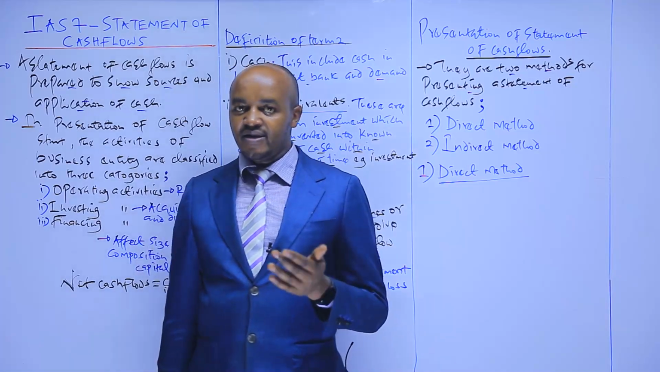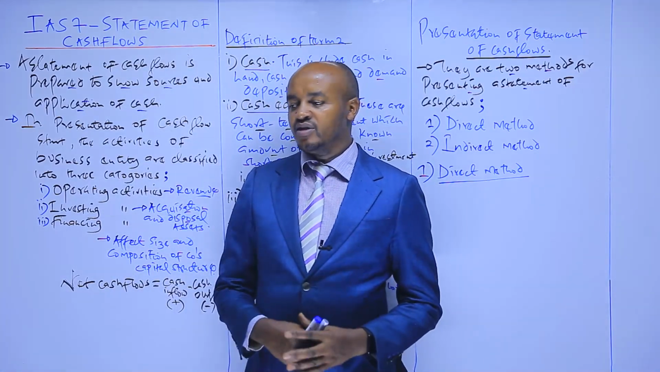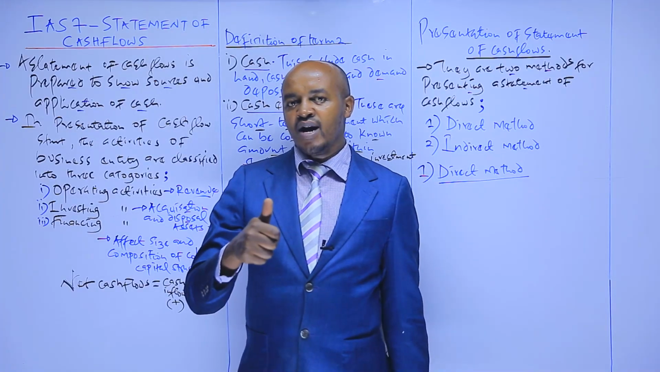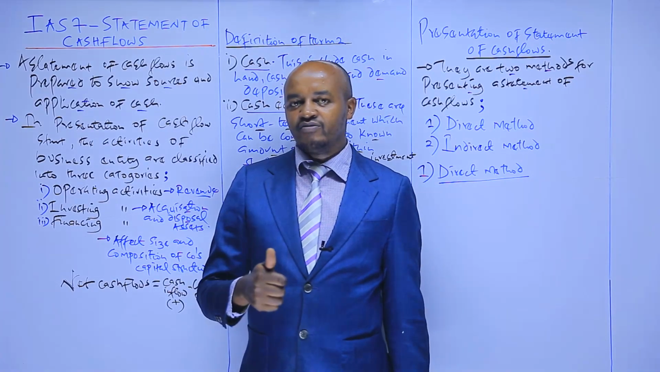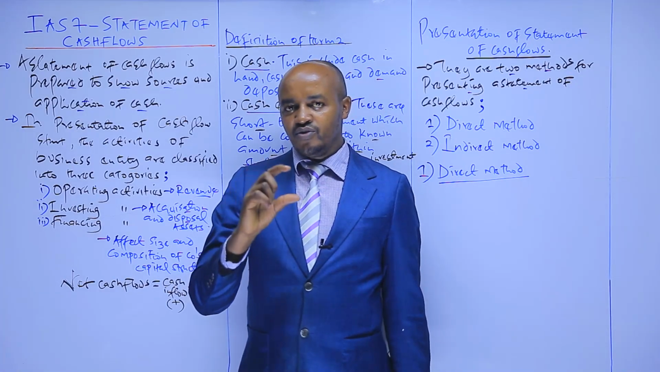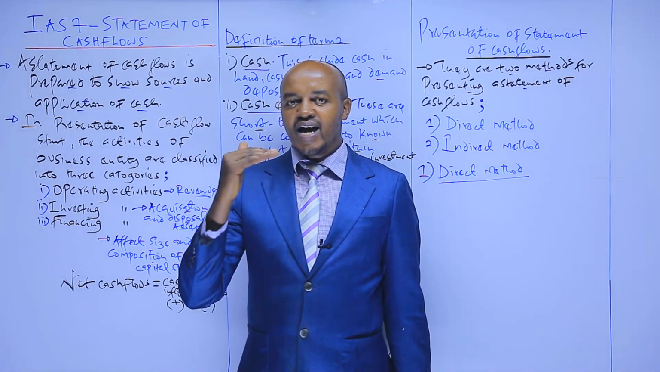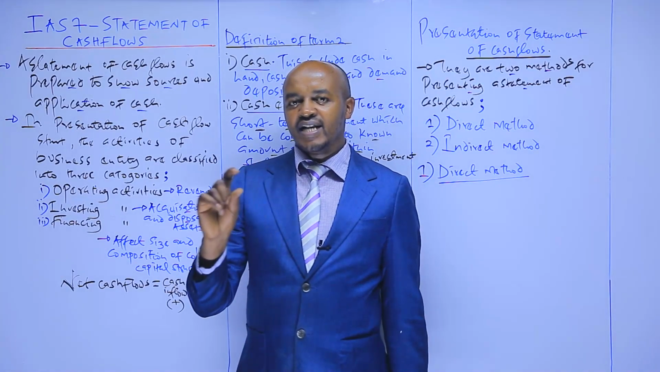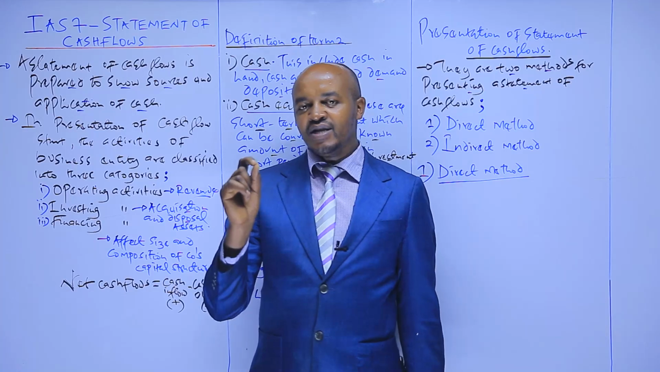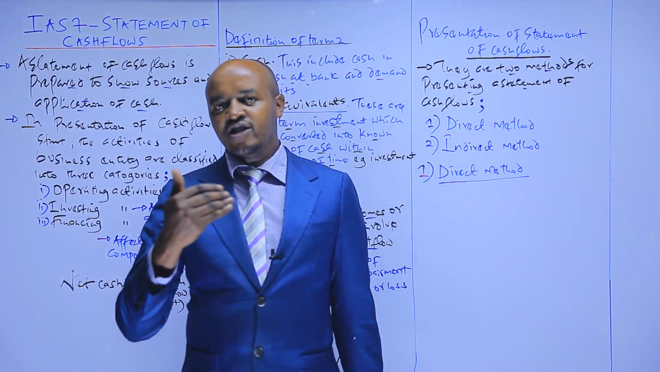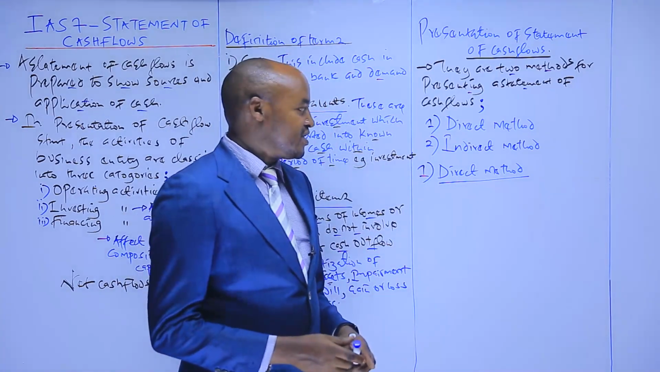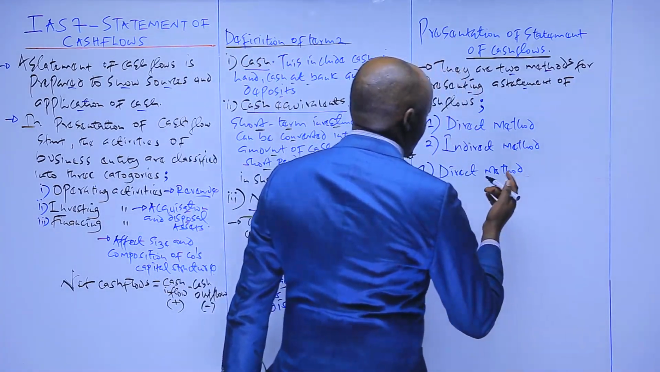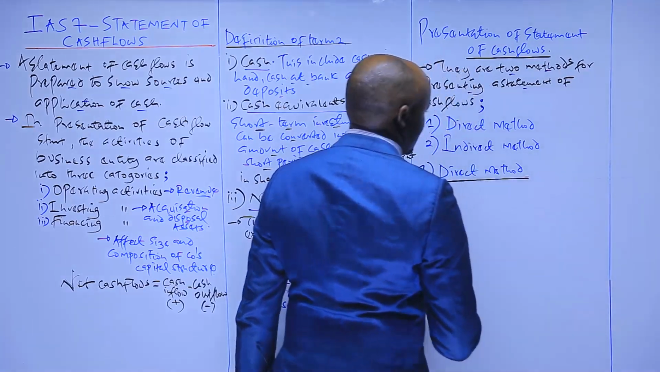Under the two methods, we determine the net cash flow from investing activities and net cash flow from financing activities using the same approach. The only difference between direct and indirect method is how we determine the CFO, the net cash flow from operating activities. So under the direct method, how do we determine the net cash flow from operating activities?